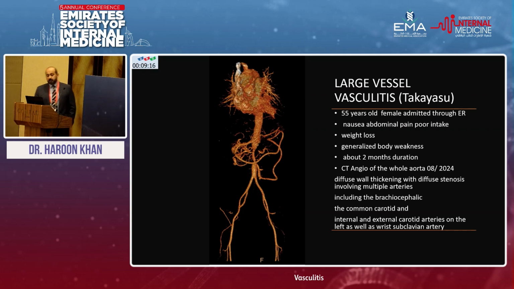So I'm just going to briefly talk about this patient that we had very recently. She was a local lady, 55 years old, female, admitted through the AR with nausea and abdominal pain, poor intake. She was unwell, weight loss, all the classic symptoms that we spoke about, generalized weakness. And this was going on for about 2 months. Then she was admitted, and she had the CT angiogram of the whole aorta. And you can see it looks like she had this advanced Takayasu for quite a while now and was not picked up. I don't know where she was treated before, but we did start her treatment.